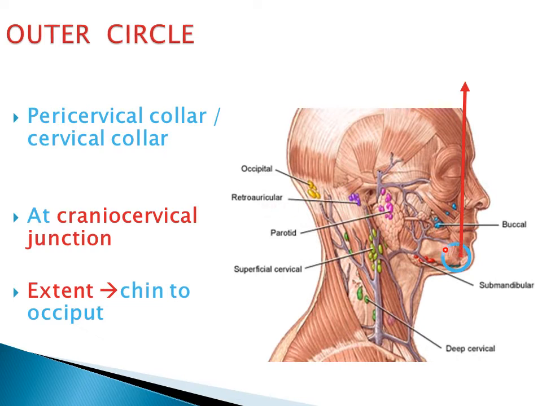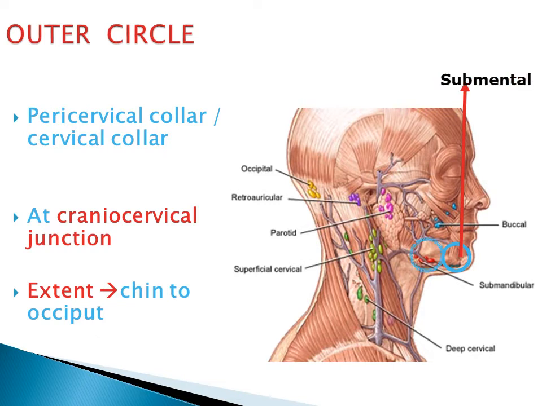Here, first, what we see is the submental. Behind, this is the submandibular. Slightly above and in front of the ear, we can see the preauricular or the parotid group of lymph nodes. This is the ear. Behind the ear, there is a postauricular or retroauricular group of lymph nodes, and at the occiput, there is an occipital group of lymph nodes. So this forms a kind of collar around the neck. Hence, it is called the pericervical or cervical collar, and it is seen at the junction of the head and the neck, at the craniocervical junction, extending from the chin to the occiput.